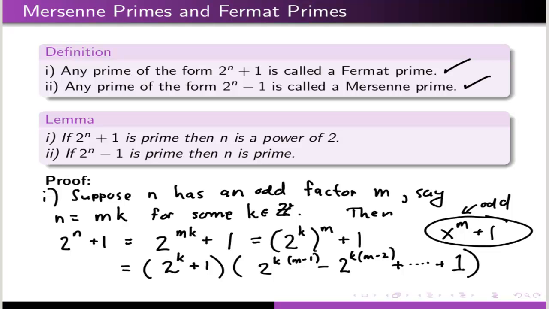And the same thing holds in part 2. So what's our conclusion then? If n had an odd factor, then we'd have this type of factorization here, and that would tell me that this is a proper factor of 2 to the n plus 1. Thus 2 to the n plus 1 is not a prime. In other words, if 2 to the n plus 1 is a prime, we couldn't have a situation where n had an odd factor. And then in part 2, we want to show that if 2 to the n minus 1 is a prime, then n itself is a prime.